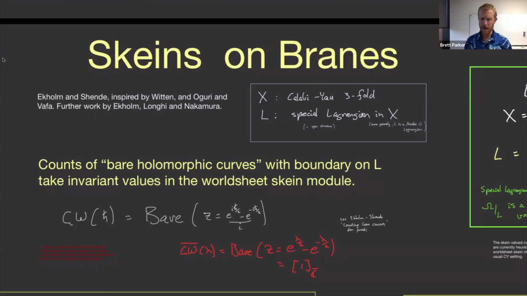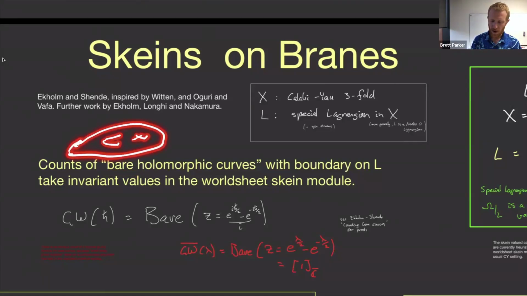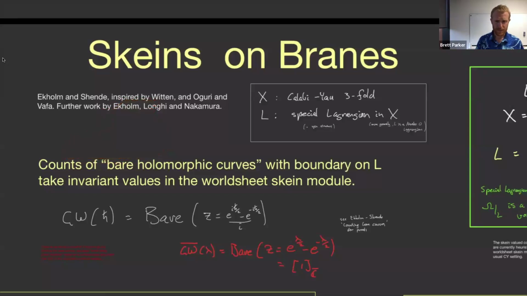So one technical thing is that you need to count bare holomorphic curves. Roughly, for Gromov-Witten invariants, you've got to count holomorphic curves, nodal holomorphic curves, possibly with some components which are mapped entirely to a point. And bare curves, you don't count those things.